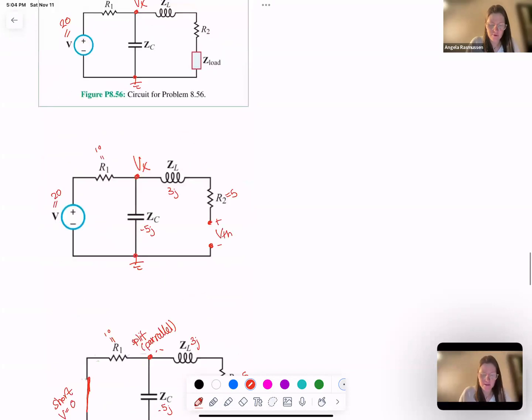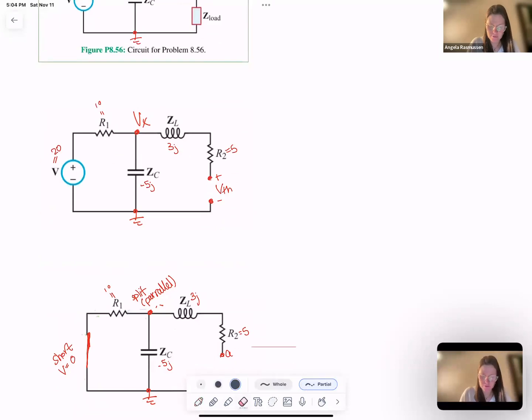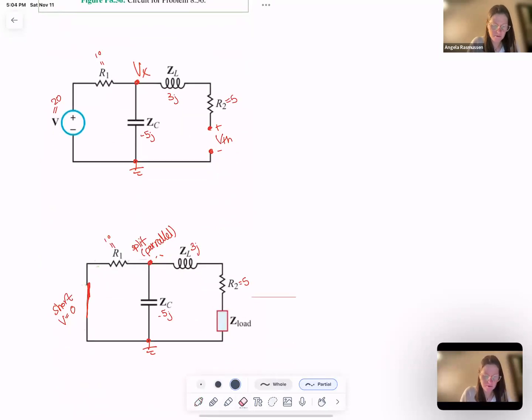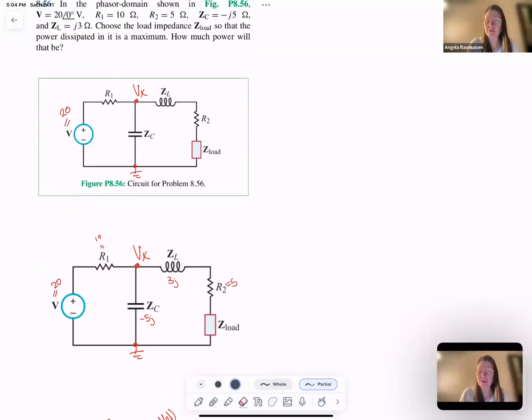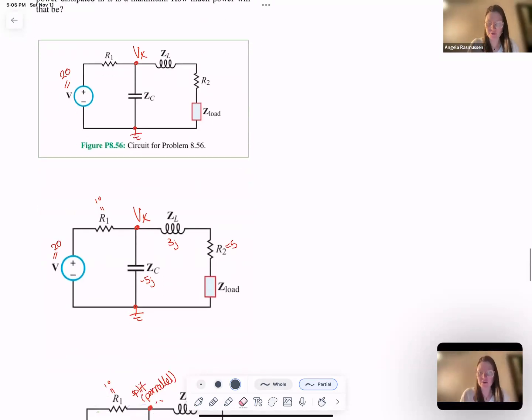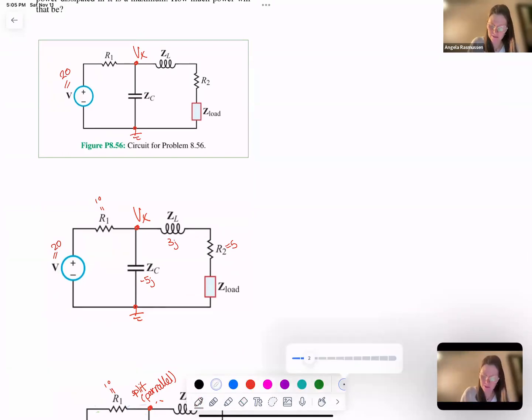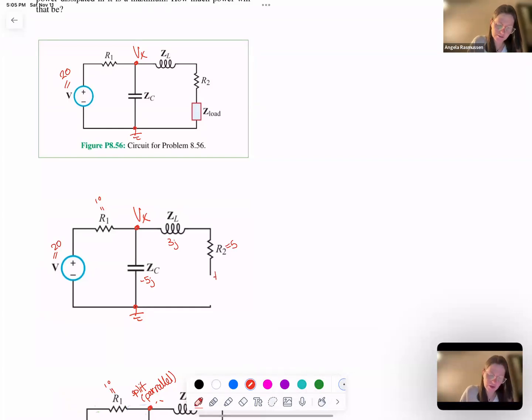To find the load, I'm going to remove Z load and put VTH at the node terminals of Z load. As I do that, that gives me a circuit that looks like this. Then I put the terminals for VTH across where I just removed the load. So between here and here is going to be VTH.